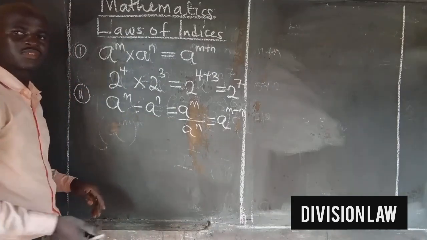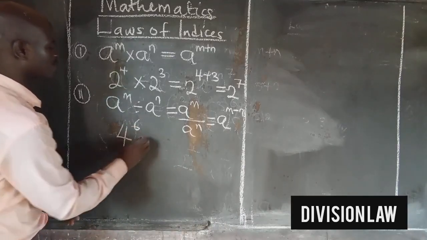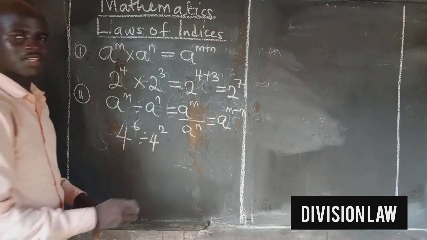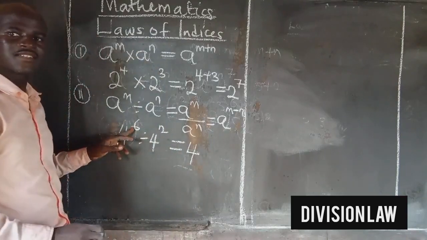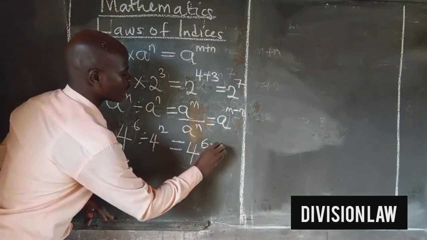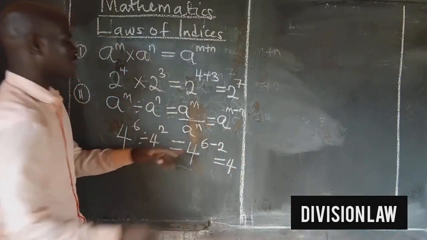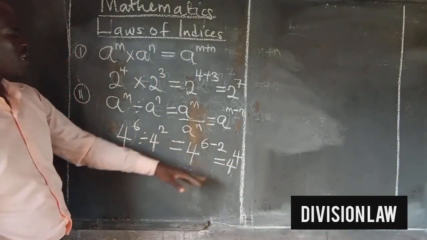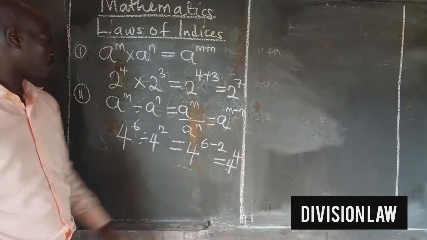For example, if we have 4 raised to power 6 divided by 4 raised to power 2, it will now give us 4 raised to power 6 minus 2. 6 minus 2 will give us 4. Our final answer will now be 4 raised to power 4.